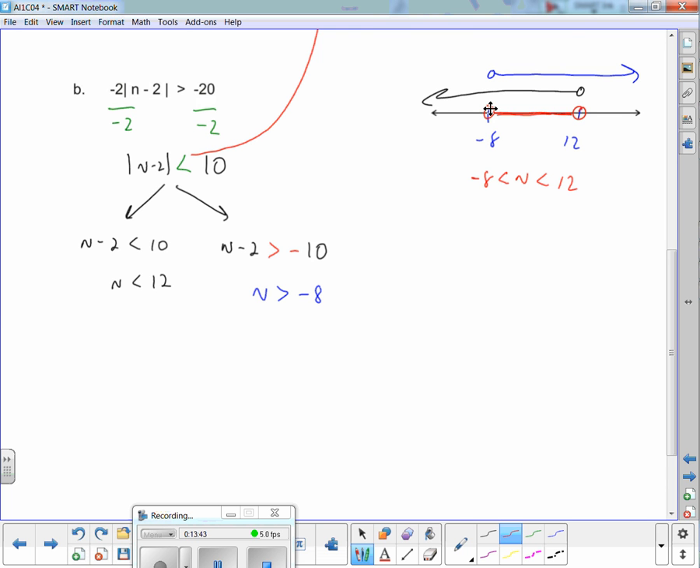Correct. So she took the larger one, wrote it as it was. 12 is larger than -8. Stuck the -8 in front, reversed its symbol. Okay? How many got that right? Okay, good. Good.